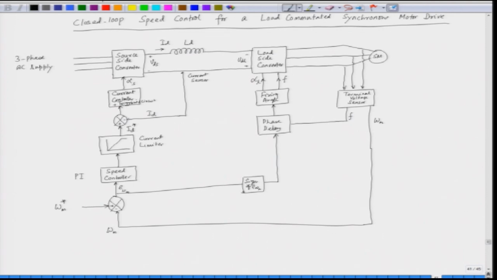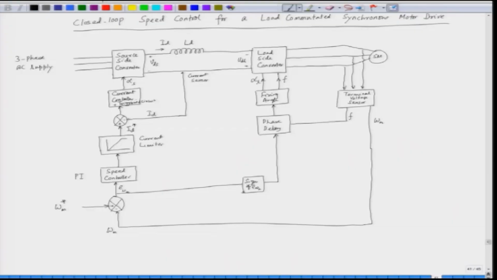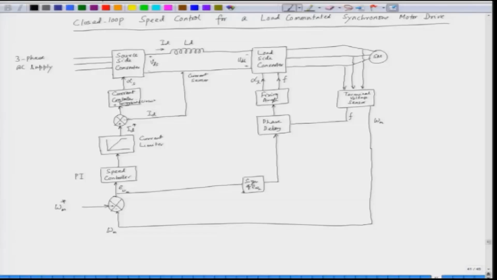Now, we see that here we have a closed loop feedback. Since there is feedback, this drive is a self controlled drive, and it does not go out of step, so there is no instability. These are the drives which are used for high power applications. So, with this we stop here for today's lecture. We will continue our discussion in the next lecture.